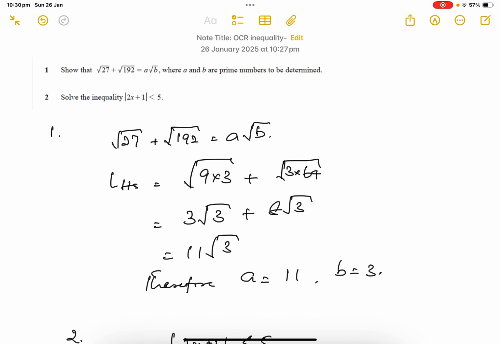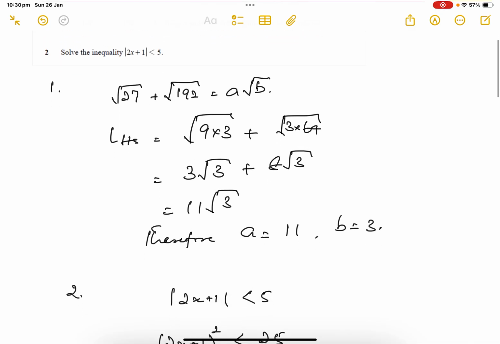And the 192 can be written as 3 times 64. 64 here is a complete square. The 9 comes out of the square root sign as 3, so 3 root 3. The 64 comes out of the square root sign as 8, so 8 root 3. And 3 plus 8 is 11 root 3.